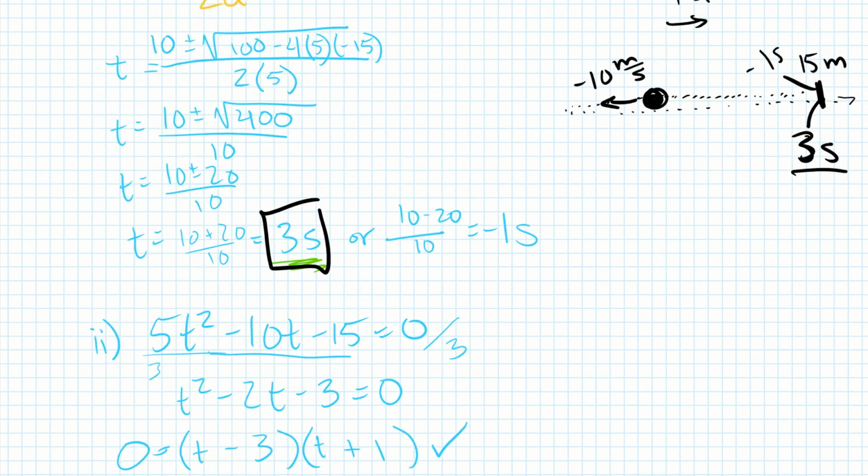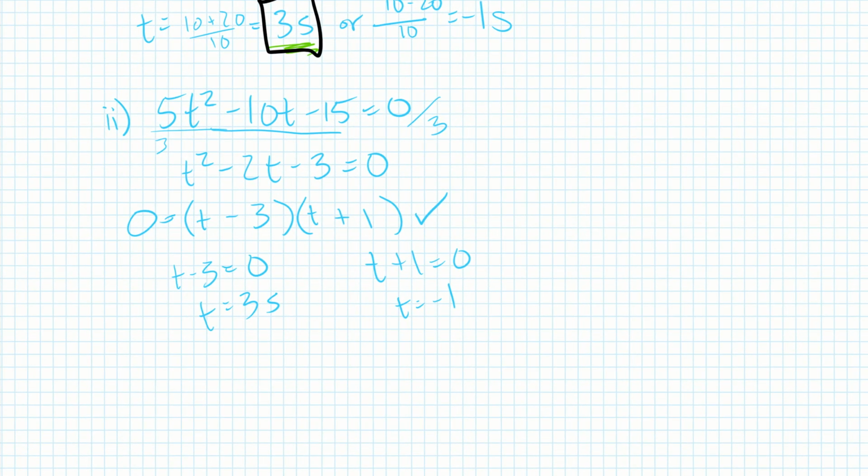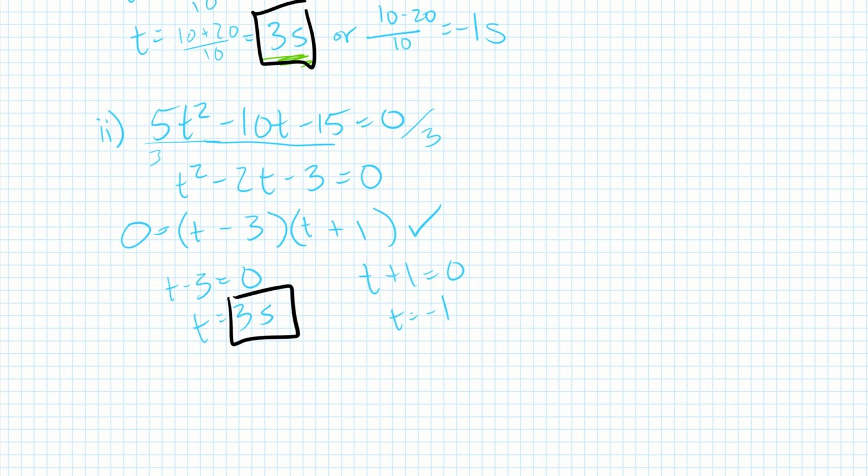And the same explanation that I gave you before is why you end up with two answers. The one that makes sense and that we're going to give is the 3 seconds, because that's the positive time. So at 3 seconds is when that object is at 15 meters. You can do it either way. It's not always easy to factor, but you can always plug it into the quadratic formula.